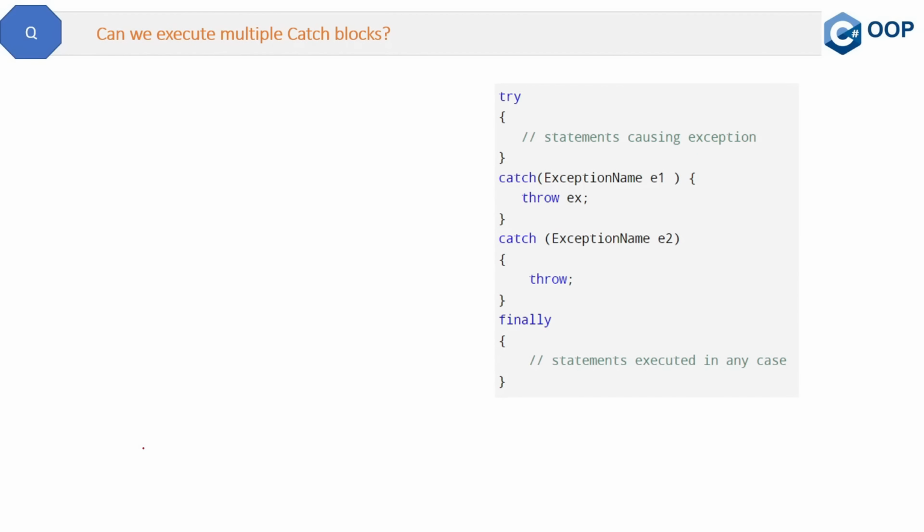Can we use multiple catch blocks? The answer is no. We cannot write multiple catch blocks. We can write multiple catch blocks like this, but only one of them will execute when you run the application. If any error occurs, then only one will execute, not both of them in any case.